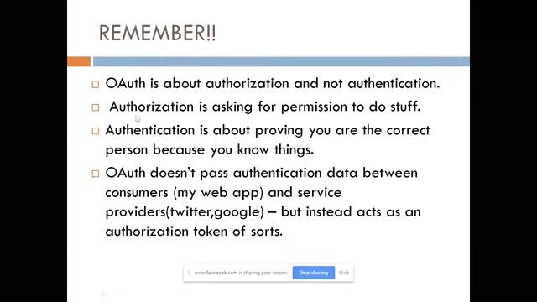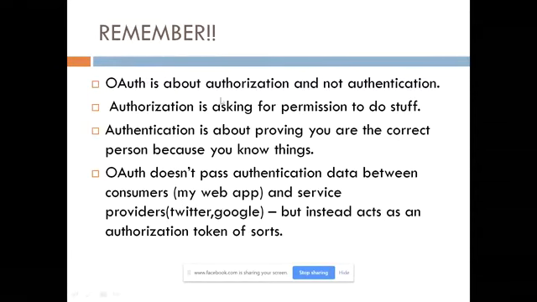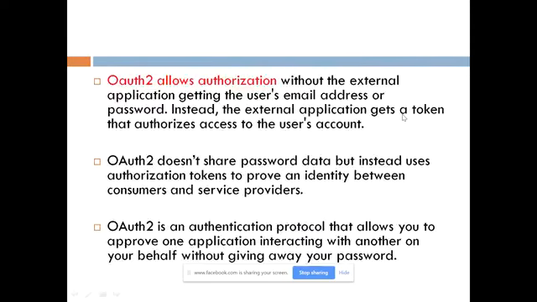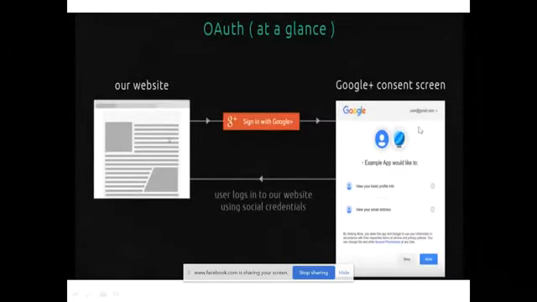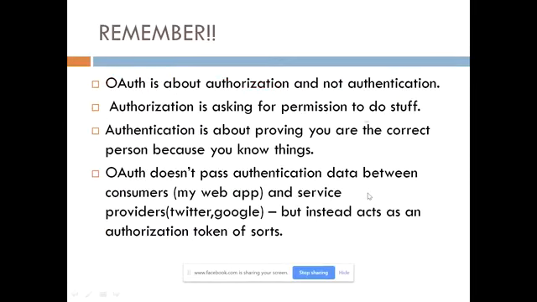The key point is that OAuth is about authorization and not authentication. Authorization is asking permission to do stuff. Like I showed here, if you click on this link, there's a consent screen that asks the user for permission. You are authorizing it, choosing whether you want to allow or deny it. So you are authorizing permission to do some kind of action.